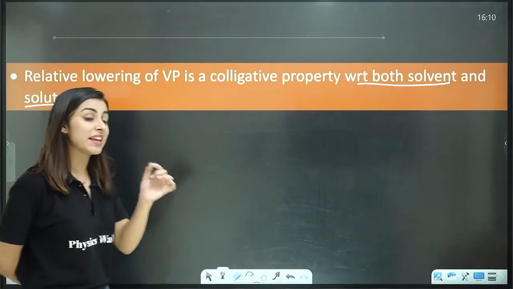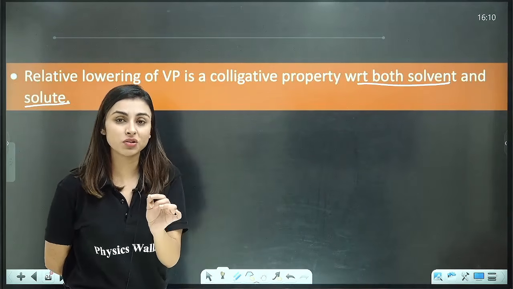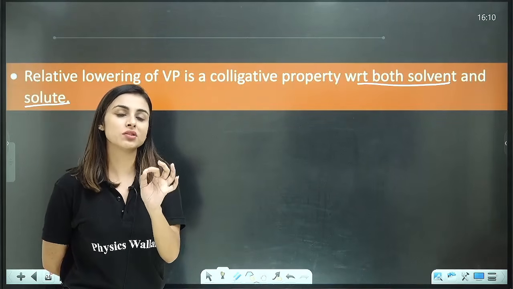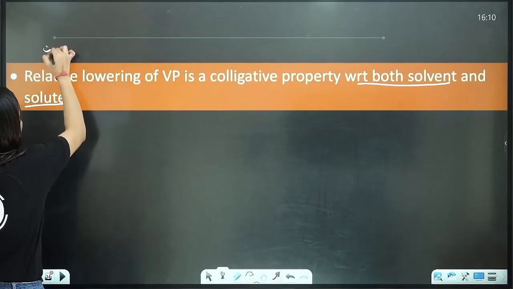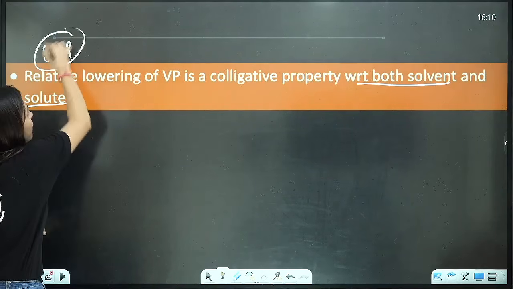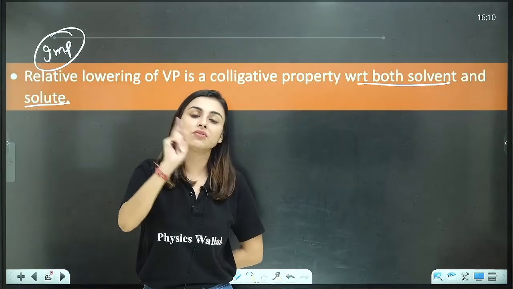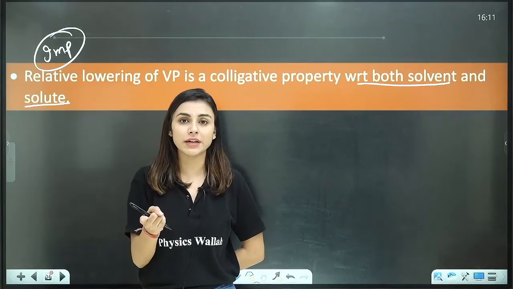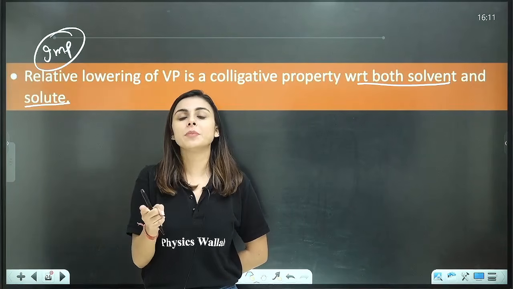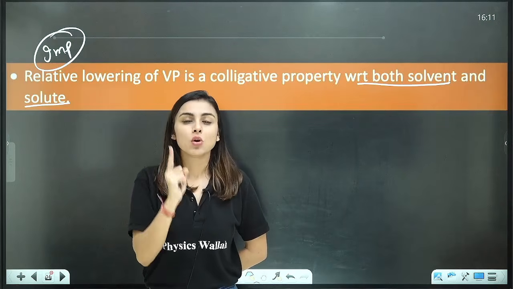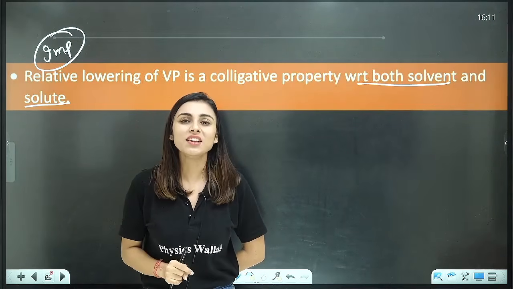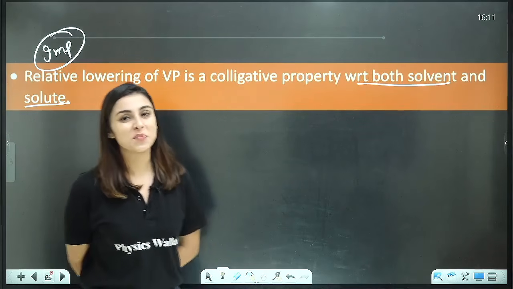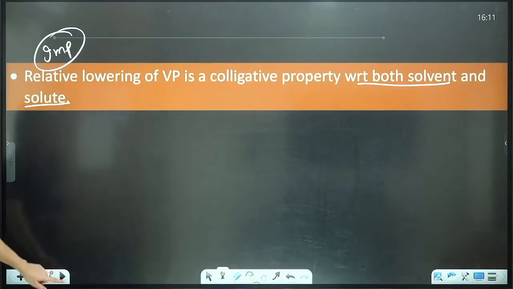It is a very important observation, my dear students. If some tricky question is to be asked, it will be from here. So mark it as important that relative lowering of vapor pressure is a colligative property with respect to the solute and solvent, but lowering of vapor pressure is a colligative property only with respect to the solute and not with respect to the solvent. I hope you understood this. Perfect, my dear students. Let's move forward.